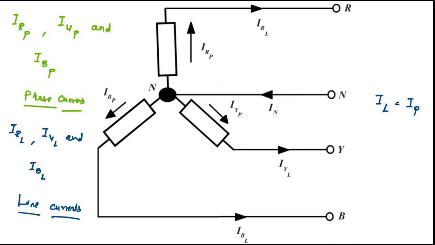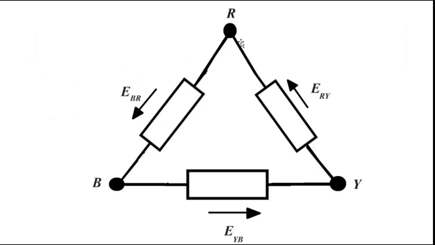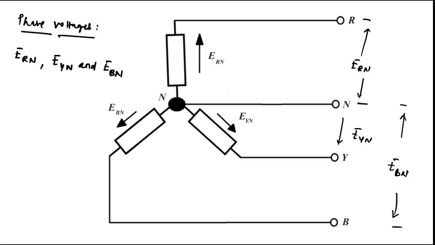Next is mesh or delta connection. In this mesh or delta connection, the dissimilar ends from start to finish of the three-phase sequence are interconnected, joined together to form a closed loop, a closed mesh. I have already discussed star and delta connection systems in the basic concepts, you can refer to that. It is the same thing, the same 3 points, only rearranged in different forms to get the star connection and the delta connection.